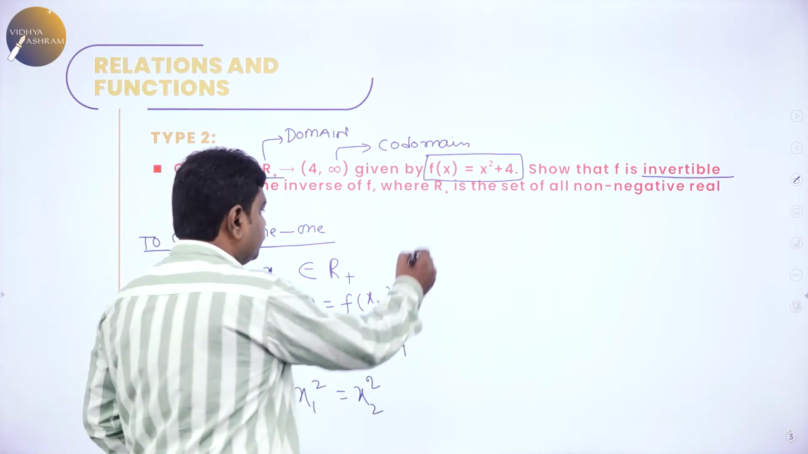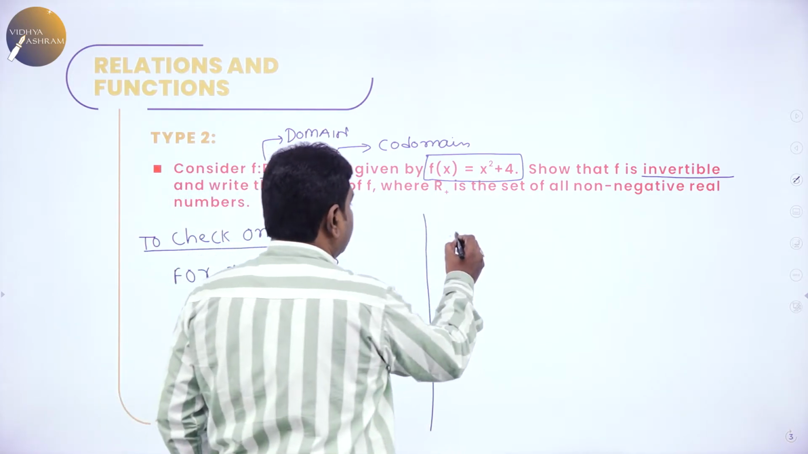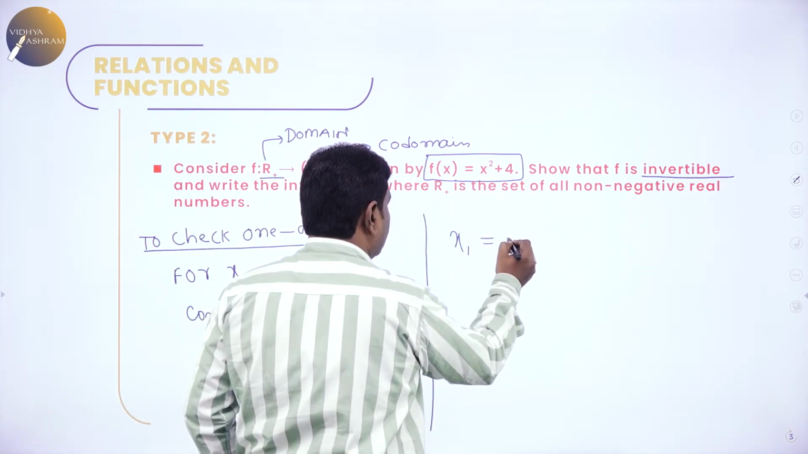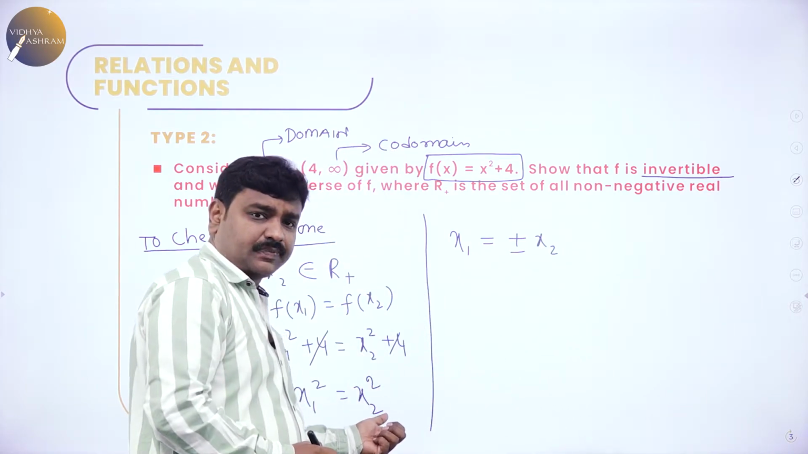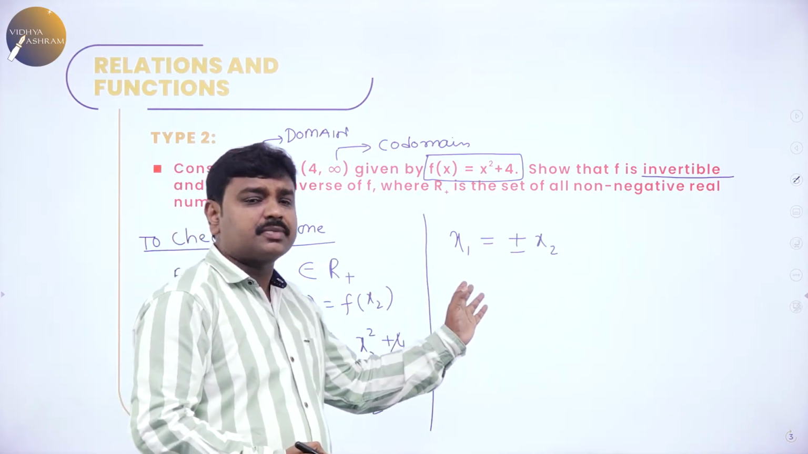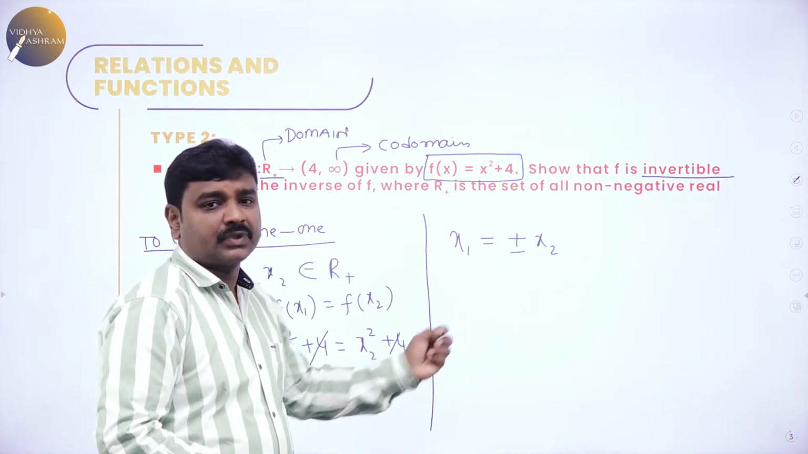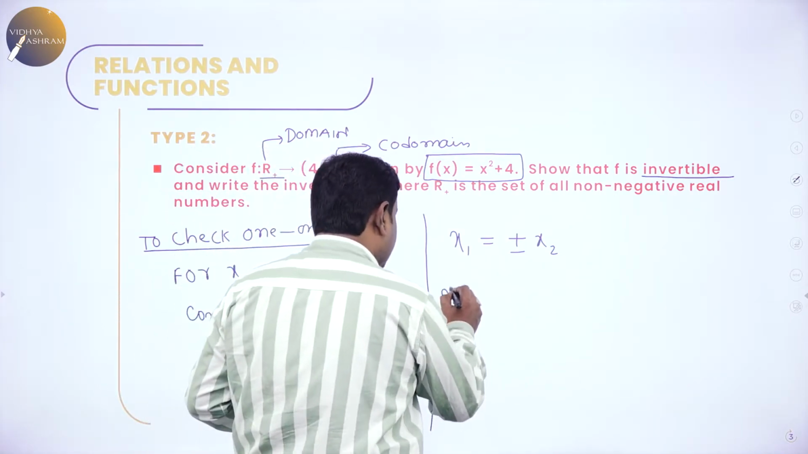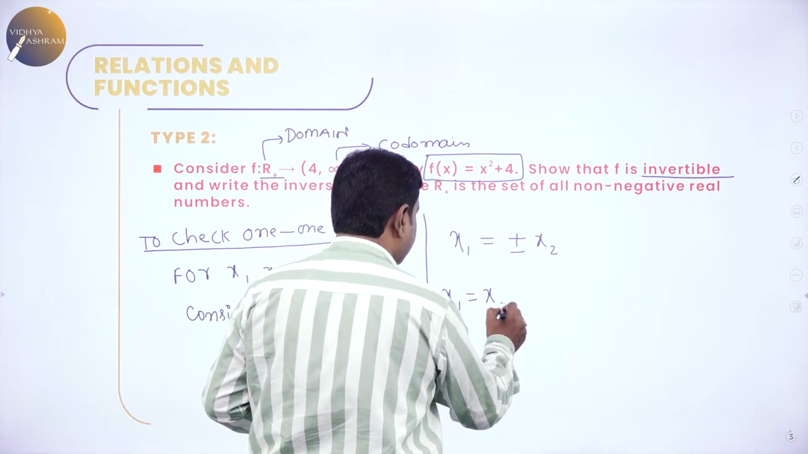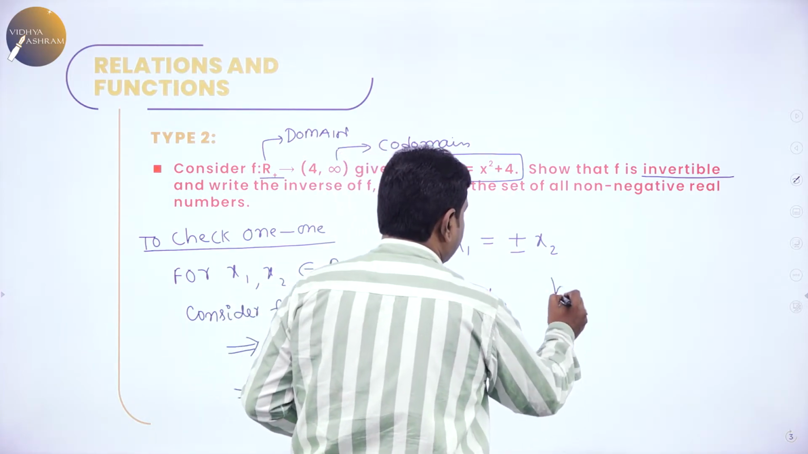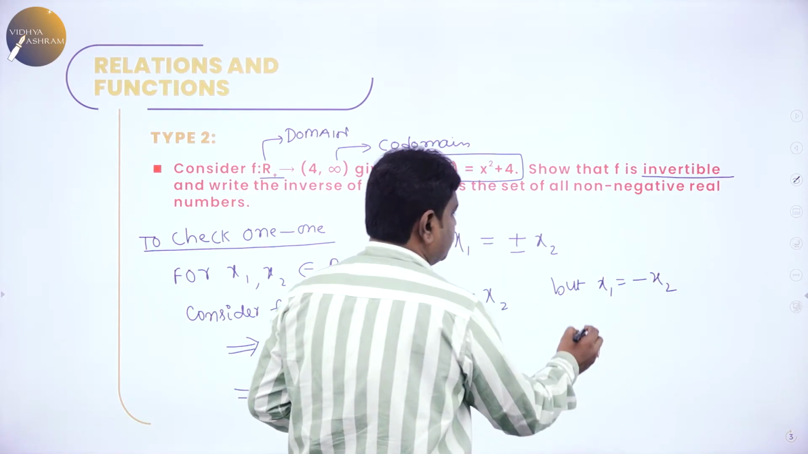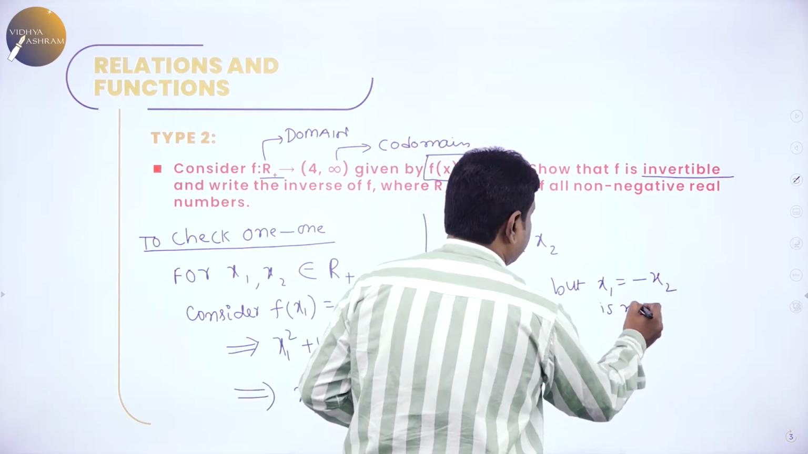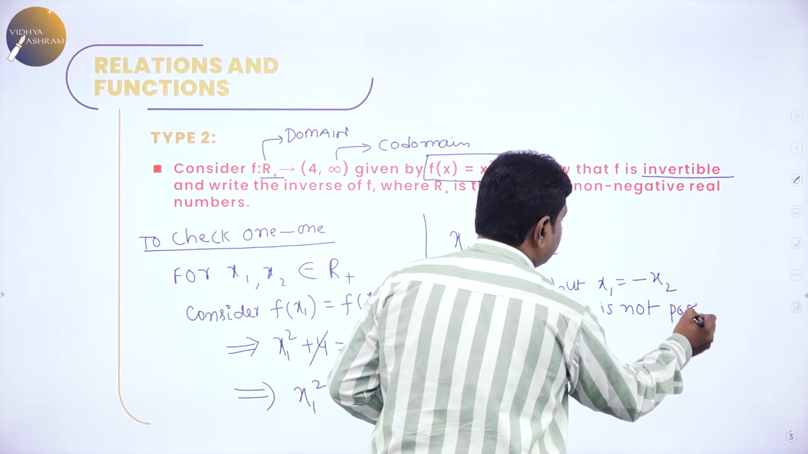Now, rearrange. x1 square is x2 square. Take the square root on both sides. So, x1 becomes plus or minus x2. Now, I can take x1 is equal to x2, but we cannot take x1 equal to minus x2. This is not possible. Why? Because why is this not possible?